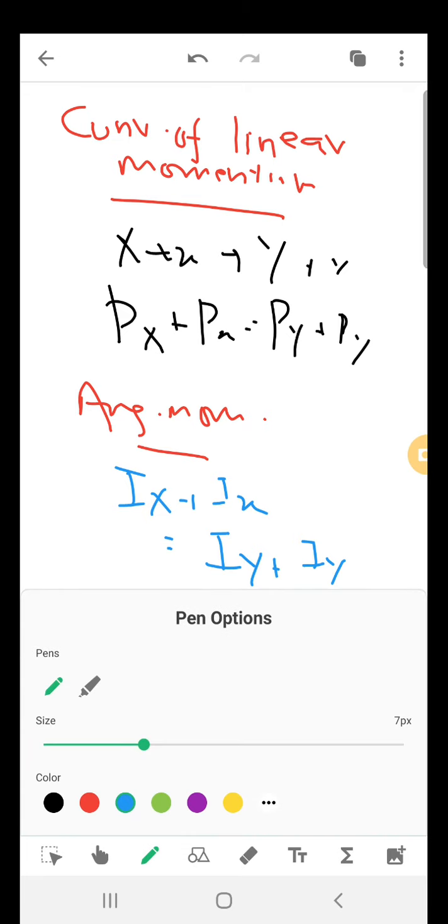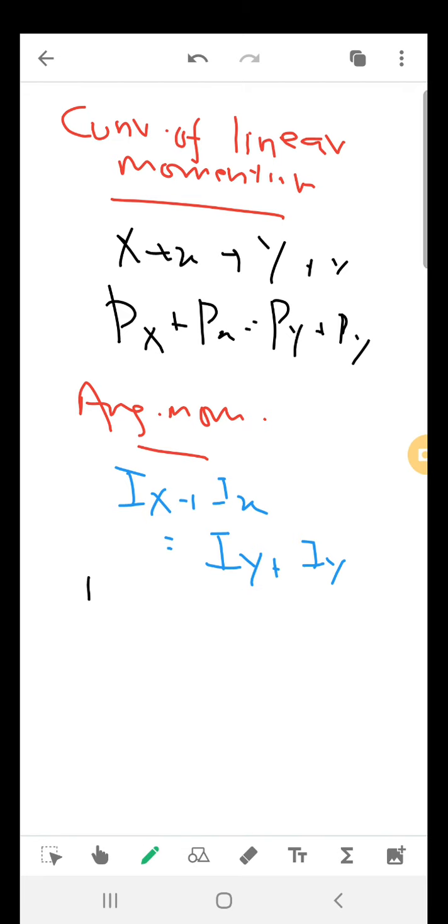The next is your parity. So parity should be conserved. Parity is actually the change in the wave function when there is a change in the position of the particles. Okay. So this should be conserved also in the nuclear reaction.